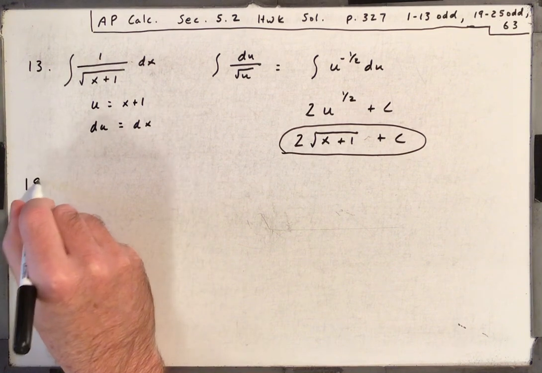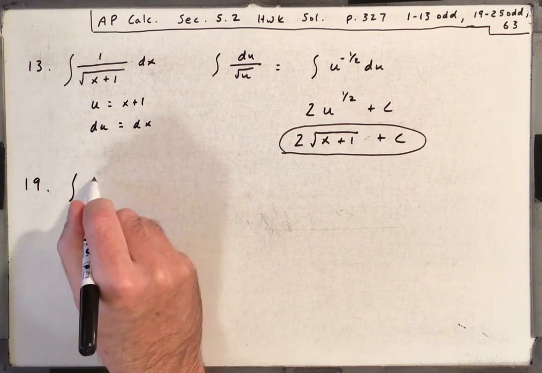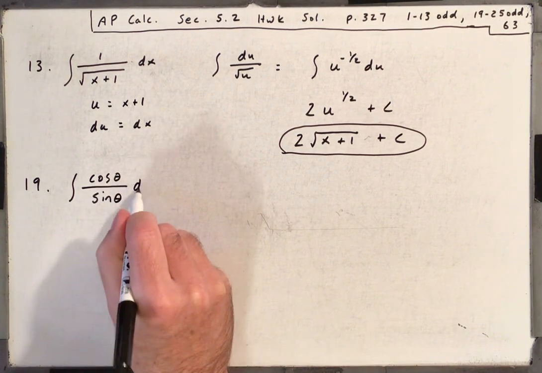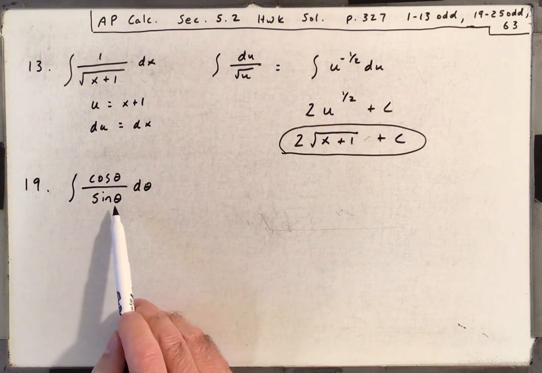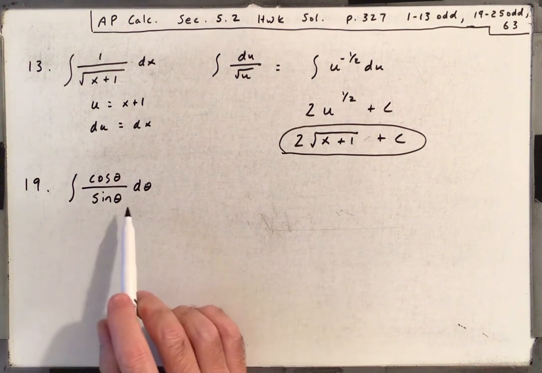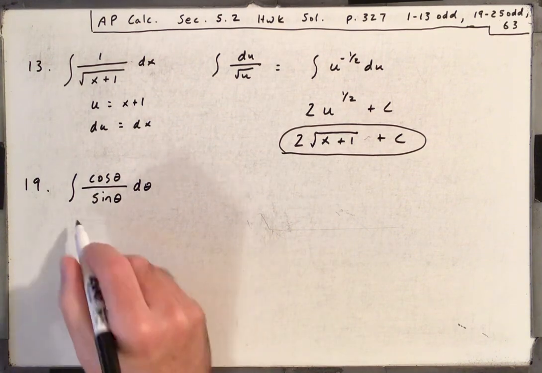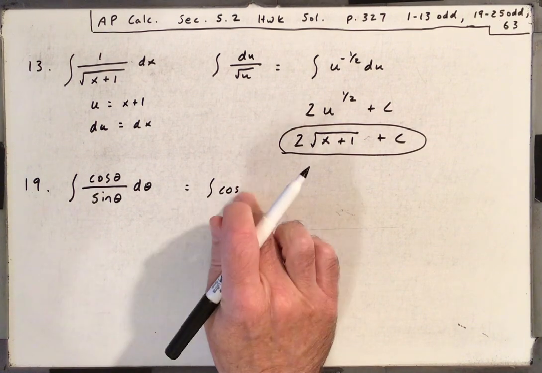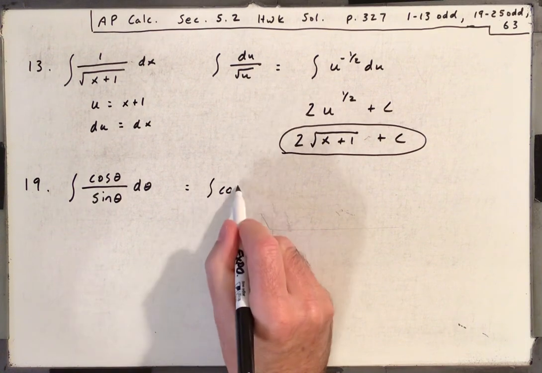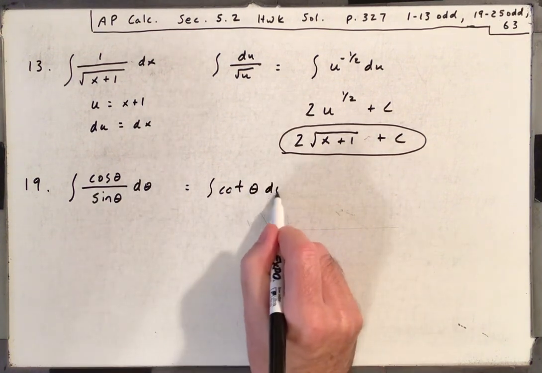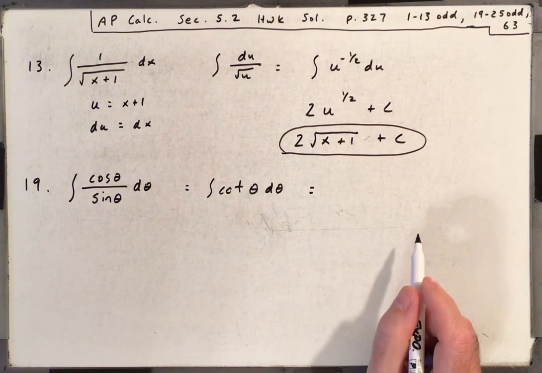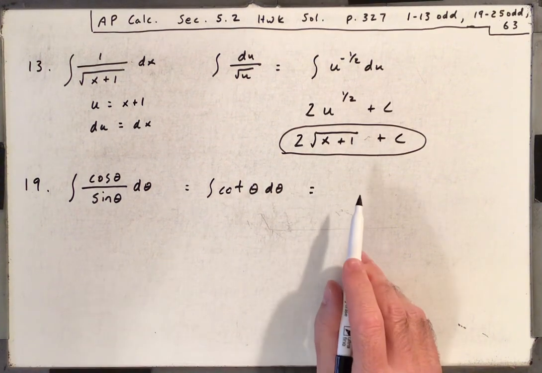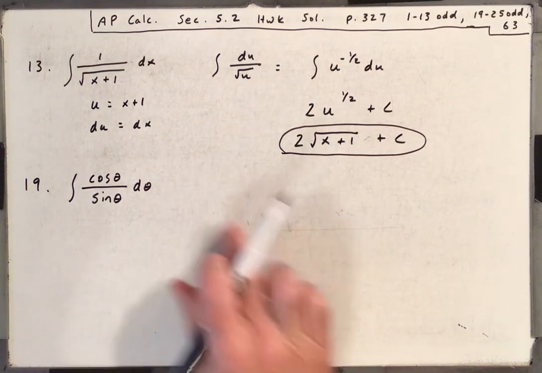All right, let's take a look at 19. So now we're getting into the trig. We have cosine theta over sine theta d theta. Now, you might recognize that, hey, that's cotangent, and I have a direct formula for that. You could do it that way. I'm going to go ahead, though, and do the u substitution. But you could rewrite this as cotangent theta d theta, and then go straight to the formula, which would be the natural log of the absolute value of sine theta plus c. But I'm not going to do it that way. I'm going to go ahead and do the u substitution.